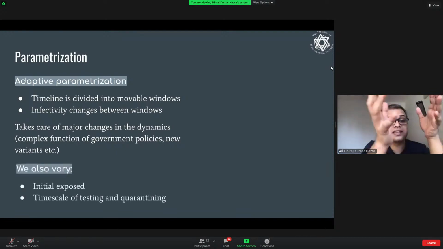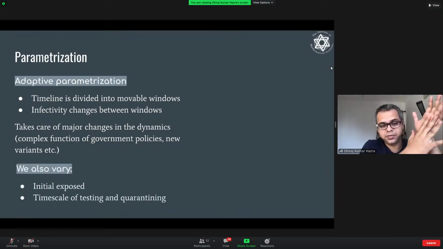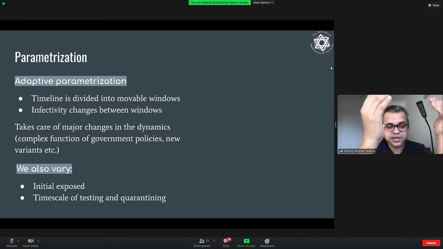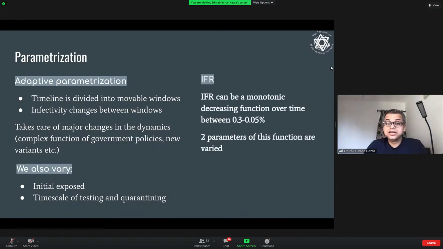We also vary the initial exposed number of people, which we do not know a priori. So this is a free parameter. And again, the tau parameter, the time scale of testing and quarantining, is also a free parameter in our model. Then it comes down to the infection fatality ratio, or the infection fatality rate.